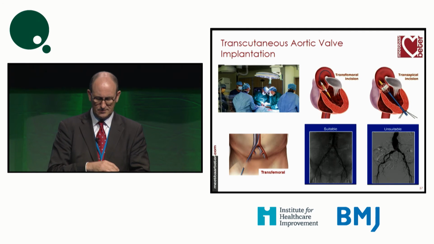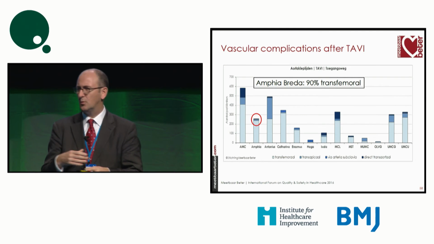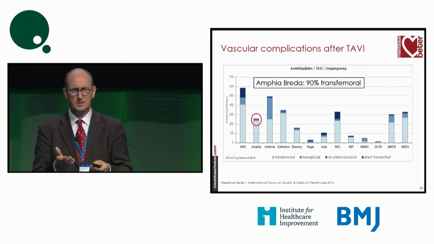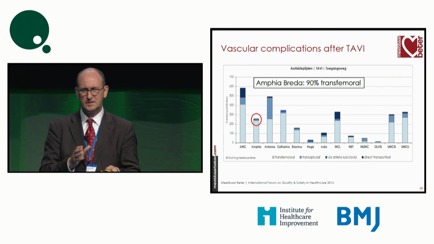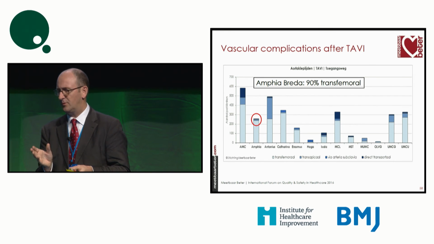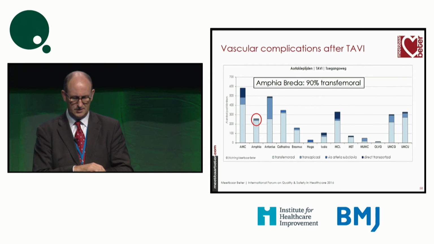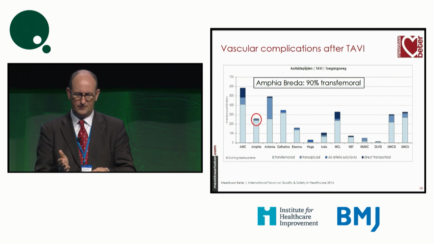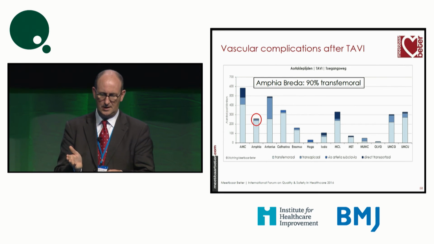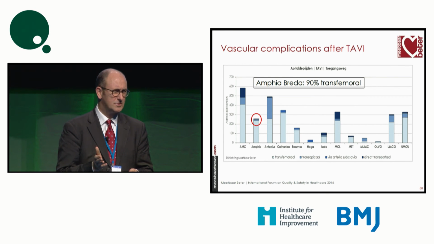Now there are quite some differences between the centers, which way they treat the patients, which route they select. On average, between centers, it's around 60 to 70% transfemoral, so the least invasive way. But there are some centers that do it differently. For instance, a hospital in Breda can go up to 90% transfemoral.